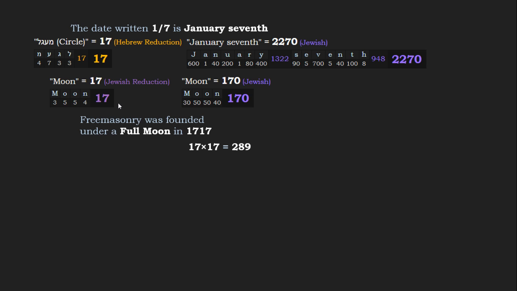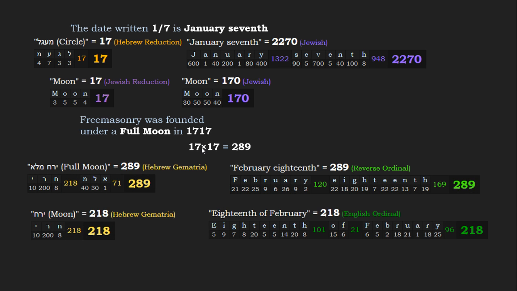This 17-17 connection is very interesting because think about how Freemasonry was founded under a full moon in the year 1717. Well, if you multiply 17 by 17, you get a product of 289. This is the Hebrew gematria of the phrase full moon. But this also brings us back to the date February 18th. Remember, in Hebrew, moon equals 218. And in reverse, February 18th equals 289.